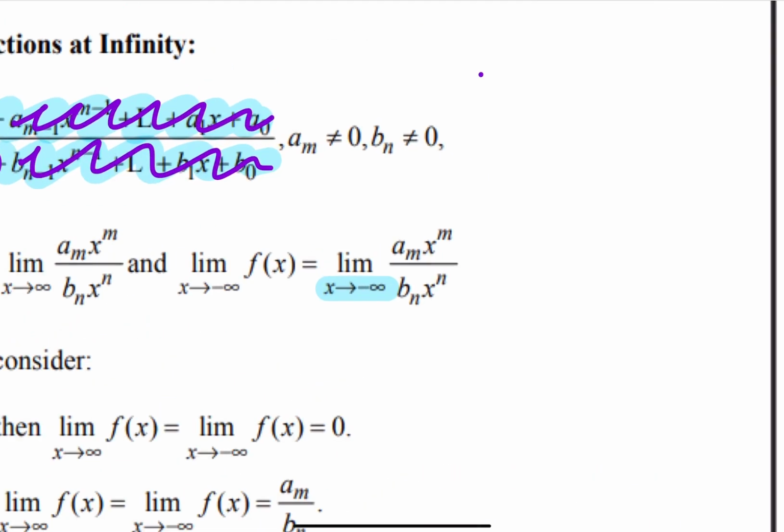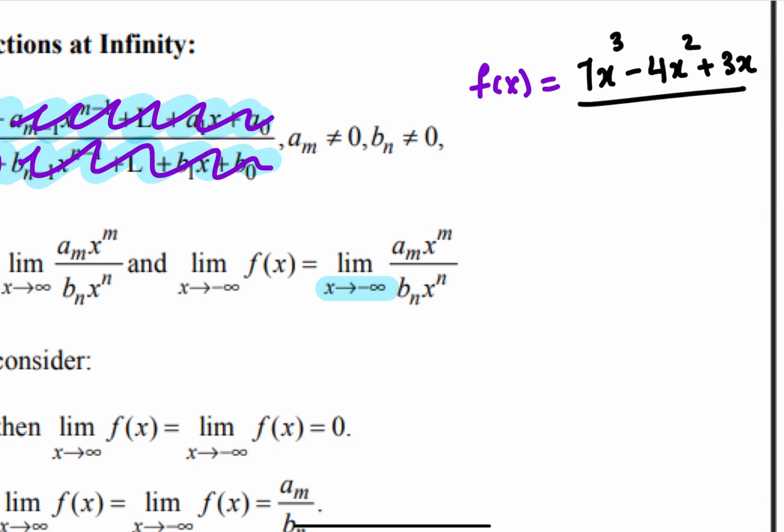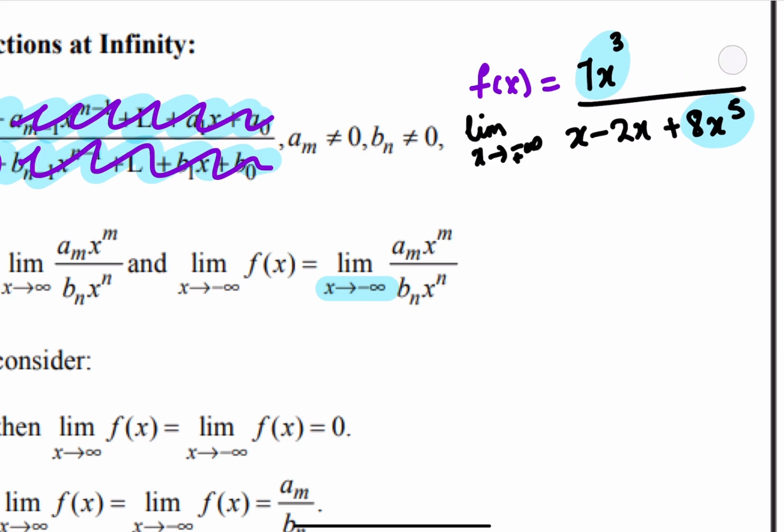If I have a function f of x is equal to 7x cubed minus 4x squared plus 3x, and in the denominator I have x minus 2x plus 8x to the power 5. Then the leading term here is 7x cubed and the leading term here is 8x to the 5. When I'm considering the limit when x goes to either positive or negative infinity, I do not take any of these into consideration. I only look at the leading terms.